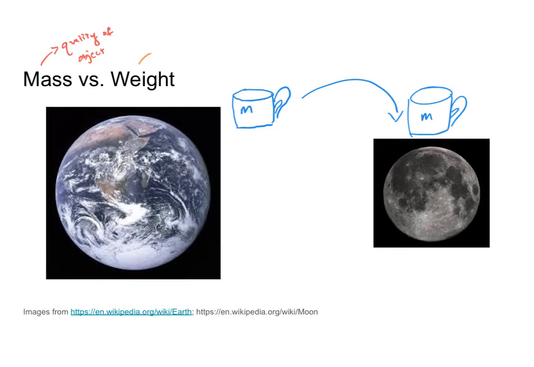However, weight is another word for the gravitational force or the force of gravity acting on an object. So because the gravitational pull of the earth is so much stronger than the moon, my weight is going to be much bigger on earth than it is on the moon. And we can actually figure out the relationship between weight and mass using another key equation for our unit. And that is that weight is equal to mass times little g.